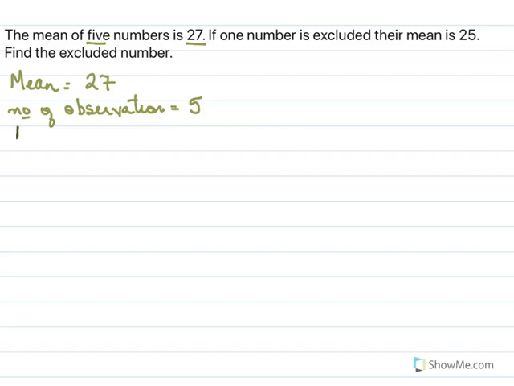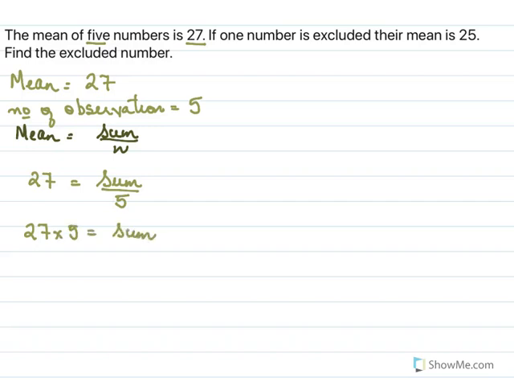So we know mean equal to sum over number of observations. So mean is 27. Sum we do not know. Number of observations is 5. So 27 into 5 equal to sum. That is 135 equal to sum.